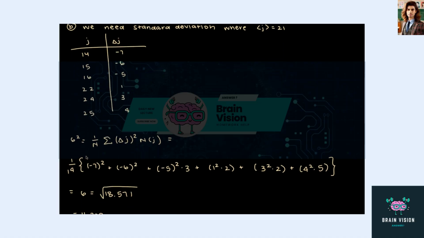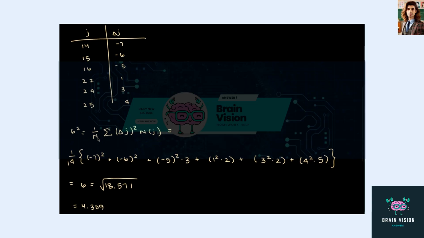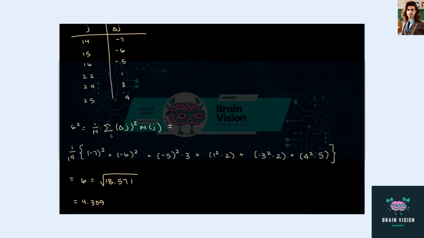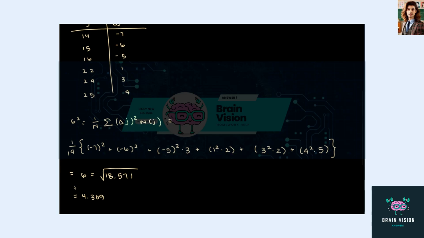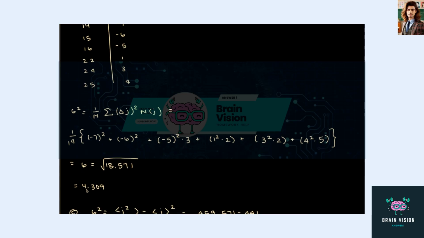Now, what we can say is we know that sigma squared is equal to 1 over n times the sum of delta j squared times n of j. So again, this is just a simple summation calculation like we did in part A. So this is going to be equal to 1 over 14 times -7 squared plus -6 squared plus -5 squared times 3, plus 1 squared times 2, plus 3 squared times 2, plus 4 squared times 5. Again, we can just plug that into a calculator and we'll find that sigma equals the square root of 18.571. So we're going to get that our standard deviation is 4.309.